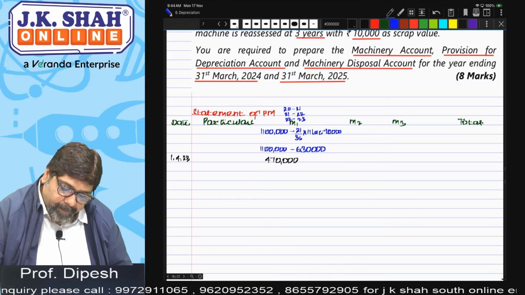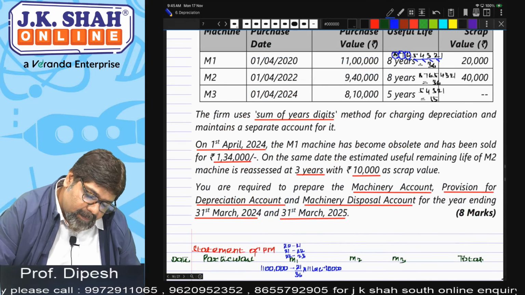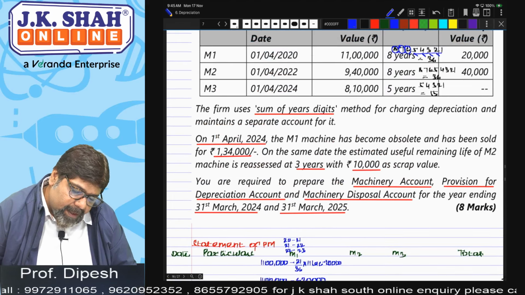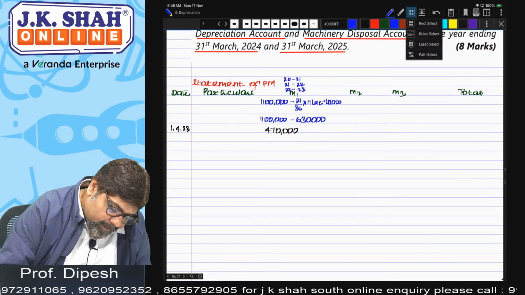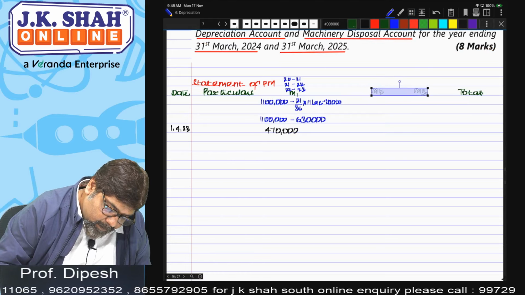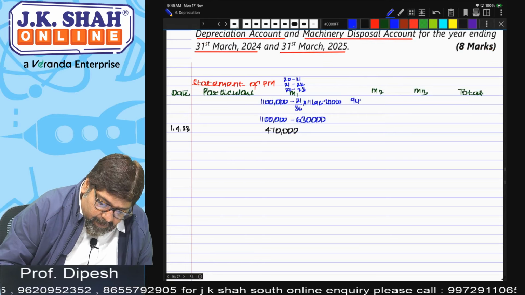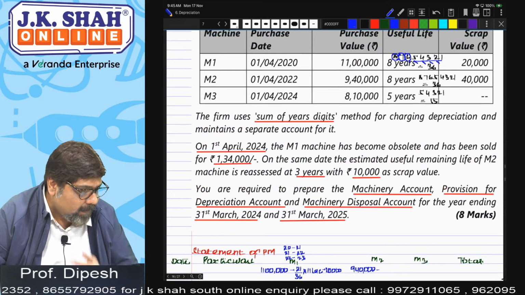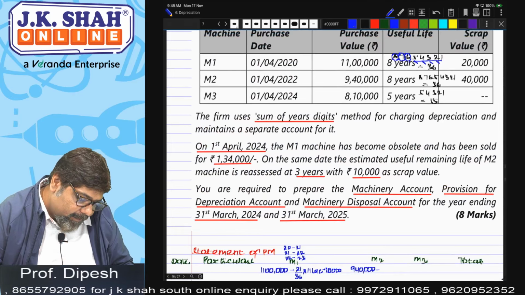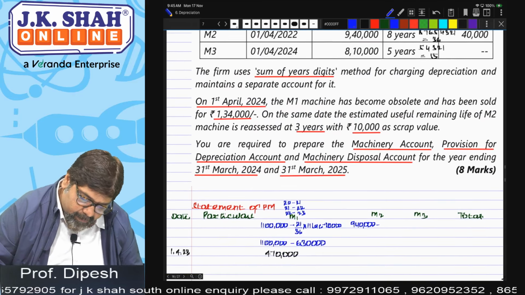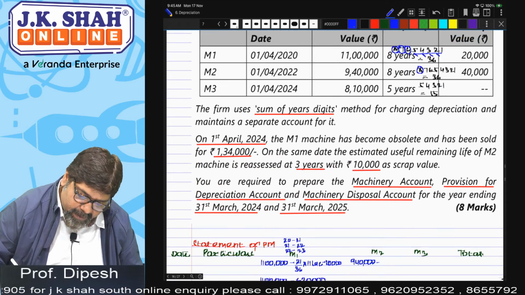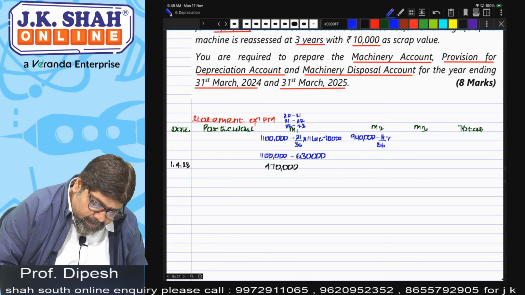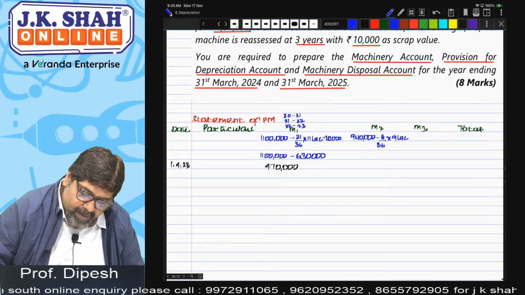Correct? Now, similarly chartered, 1/4/22. What was the value of the asset? 9,40,000. So 9,40,000 minus depreciation for how many years? 1 year. 940 and scrap value is 40. So depreciation for 1 year is only 8. So minus 8 by 36 into 9 lakhs if I am not mistaken.